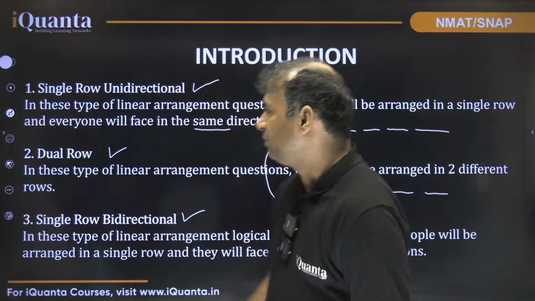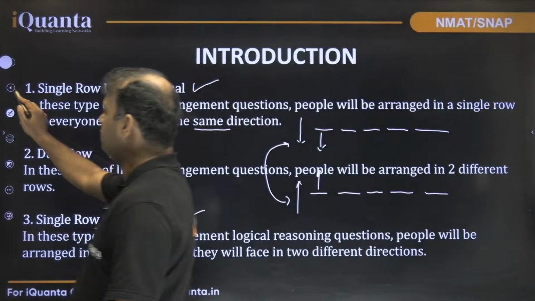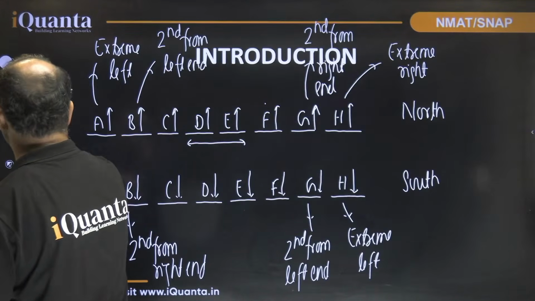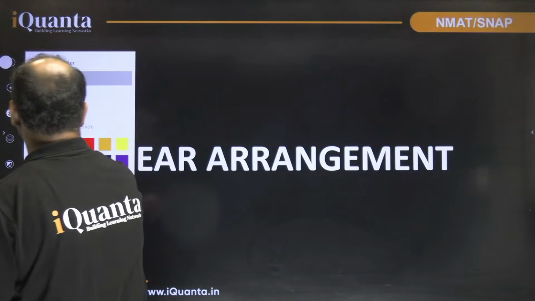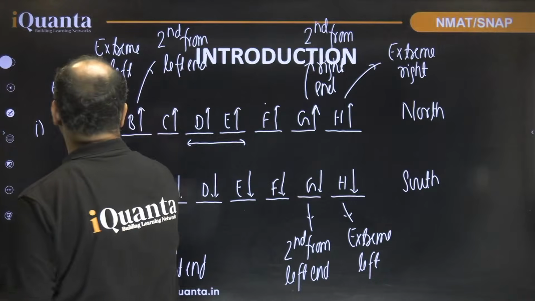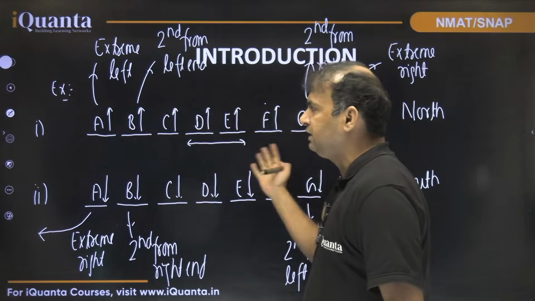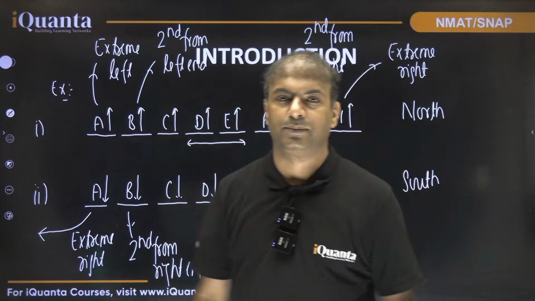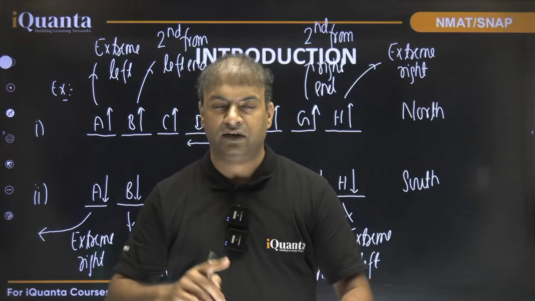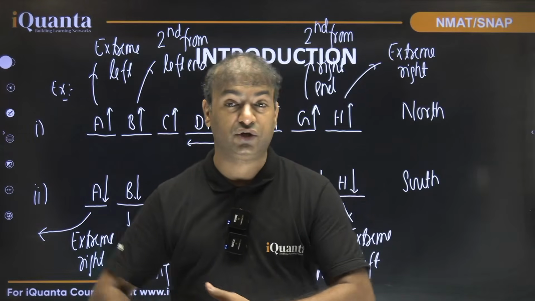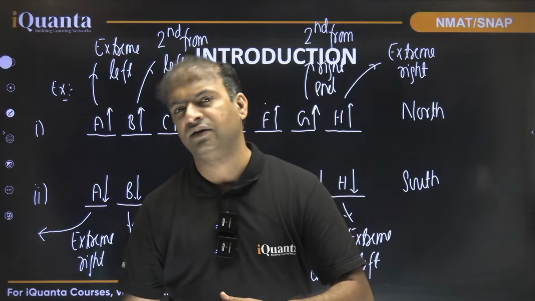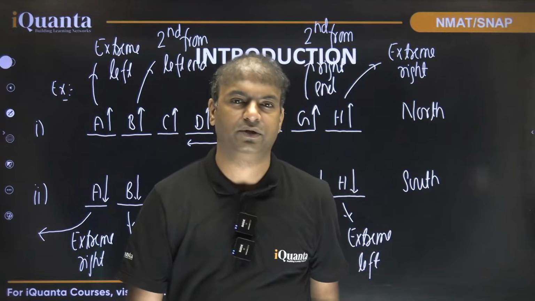Absolute means, remember I taught you in the first slide, it should be giving something like this: this person is sitting extreme right or extreme left, second right, second left, or at the center. These kinds of information are the absolute information. If we are given absolute information about anyone, we should quickly start from that person, right? And we should try to arrange with respect to that person then.